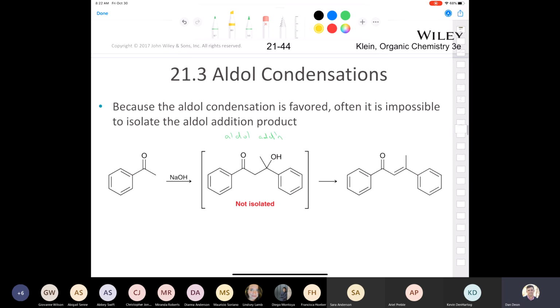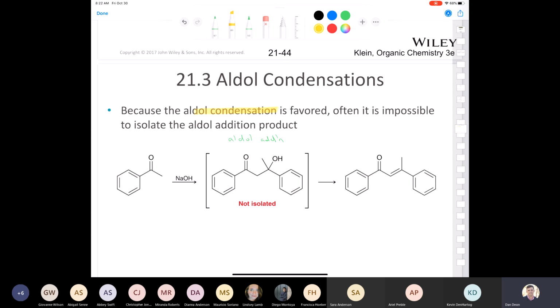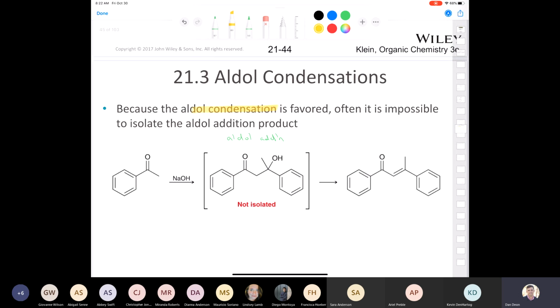Can anybody give me just a guess, the simplest possible answer as to why you only get the product of aldol condensation? There must be a driving force. Yeah, Sean said stability. Absolutely. It's because it's so highly conjugated. Only that product forms because it's highly conjugated. Okay? This is just a specific example.